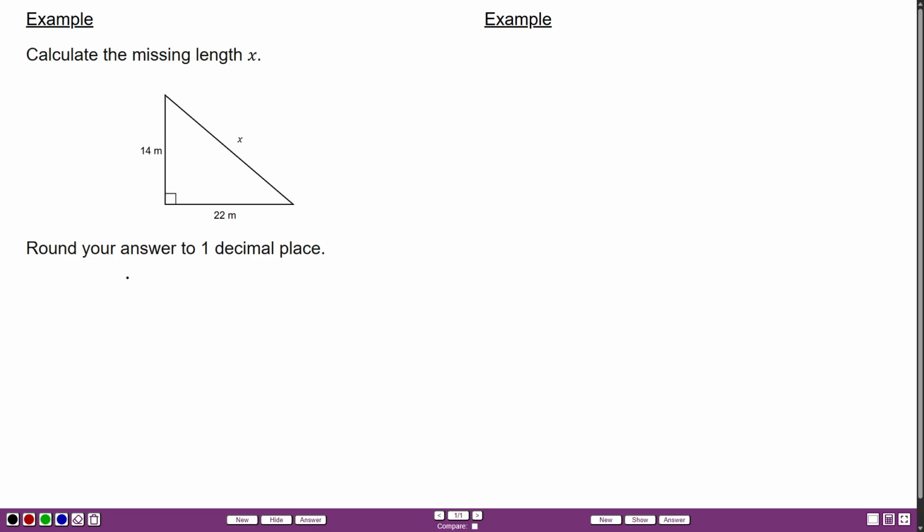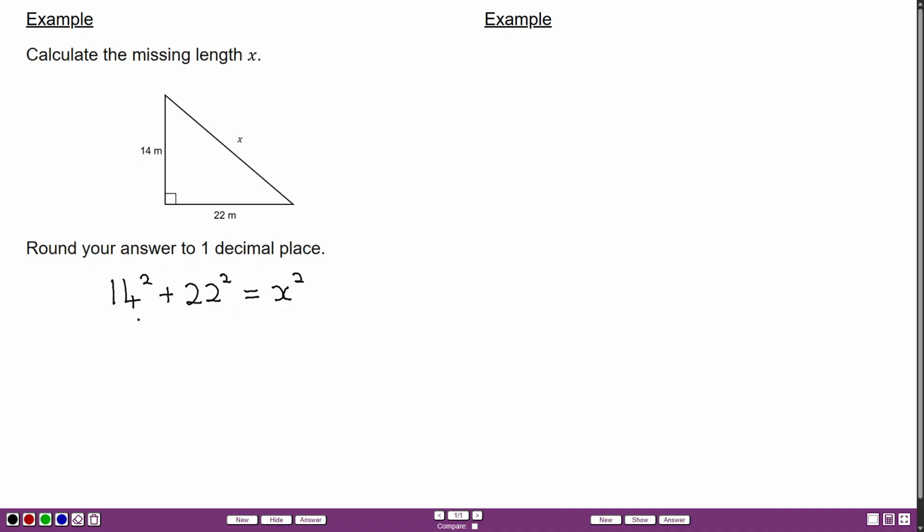So if we write that down with the information we've got, we know that 14 squared, which is this short side here, plus 22 squared, which is this side here, is equal to the square of the hypotenuse. So that's equal to x squared.